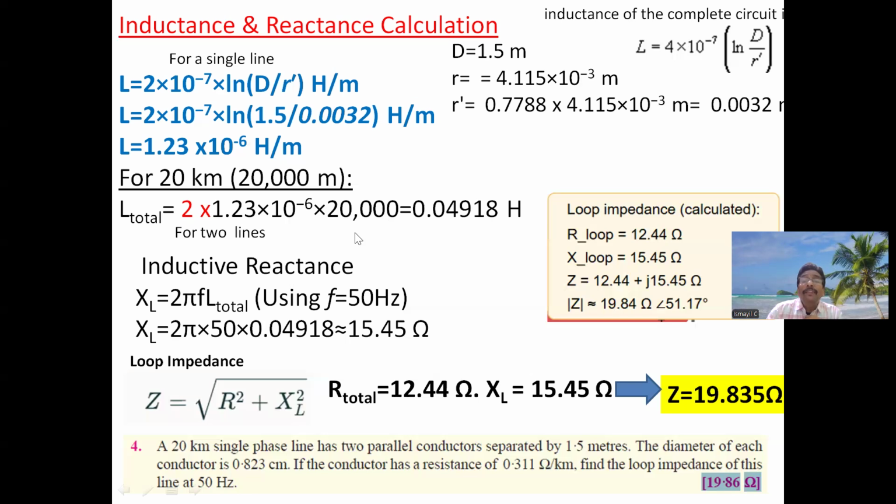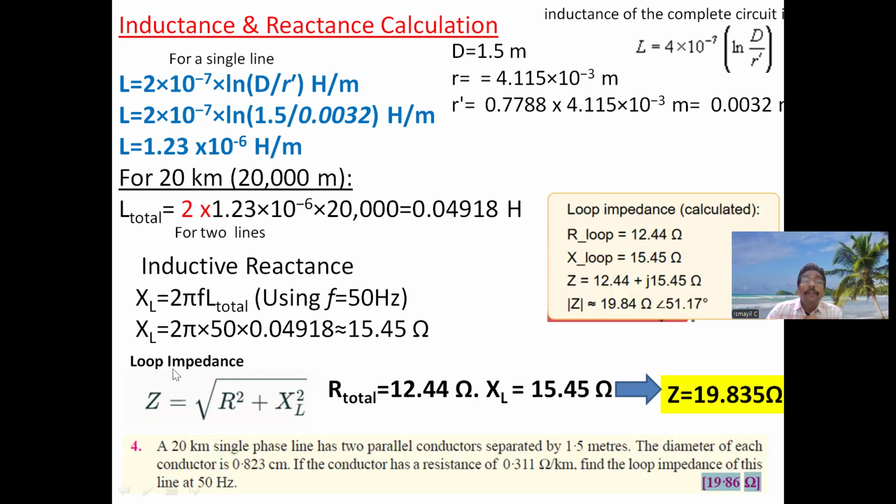Now from this inductance, we can calculate inductive reactance by using the formula XL is equal to 2 pi F L total. The frequency is also given to us. So substituting those values, 2 pi into 50 into the value of inductance, 0.04918, we'll be getting XL is equal to 15.45 ohm for the total transmission line.